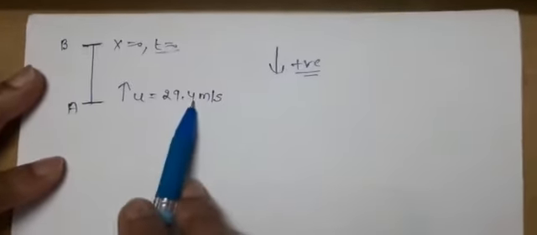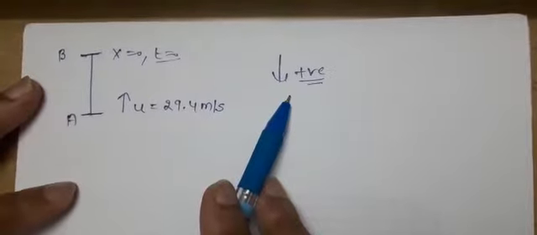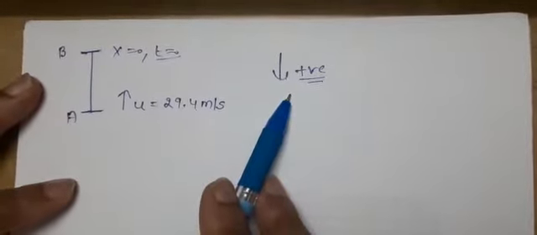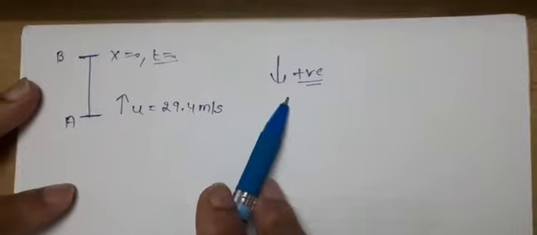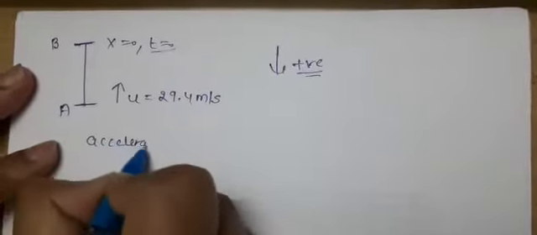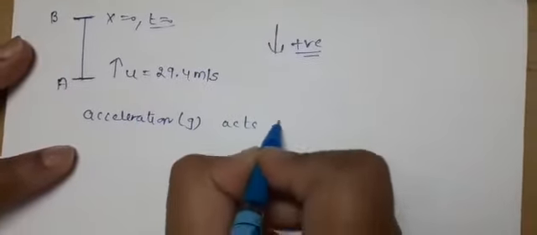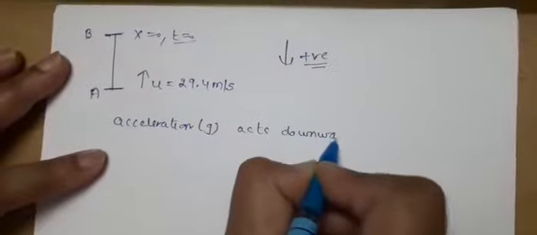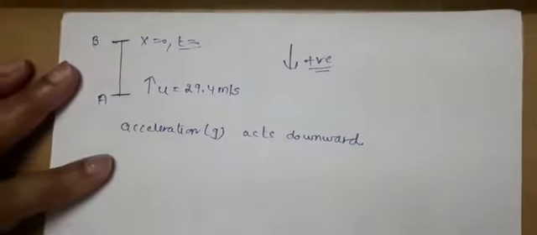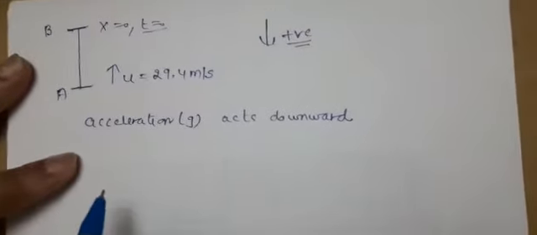See, when the body is thrown upward, but our convention given in the statement is positive in the downward direction. So what is the direction of acceleration during the upward motion? As the acceleration is due to gravity, it acts downward. Why? Because acceleration due to gravity always acts downward. So it will be positive in the downward direction.